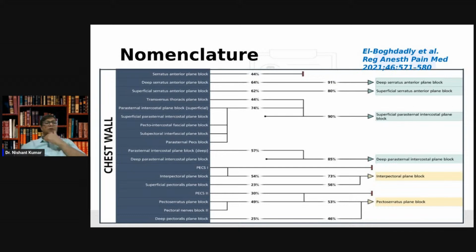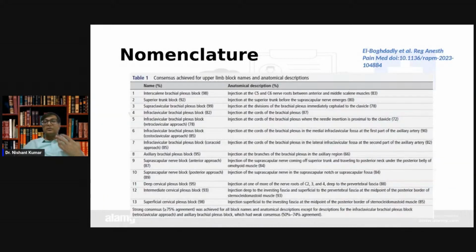Similarly, the PEC2 block, where the drug was being deposited between the pectoralis major and serratus anterior, is now called the pectoserratus plane block instead of PEC2 block. Whether it is PEC2, pectoral nerve block 2, pectoserratus plane block, or interpectoral plane block, it is one and the same thing, which is now named the pectoserratus plane block.